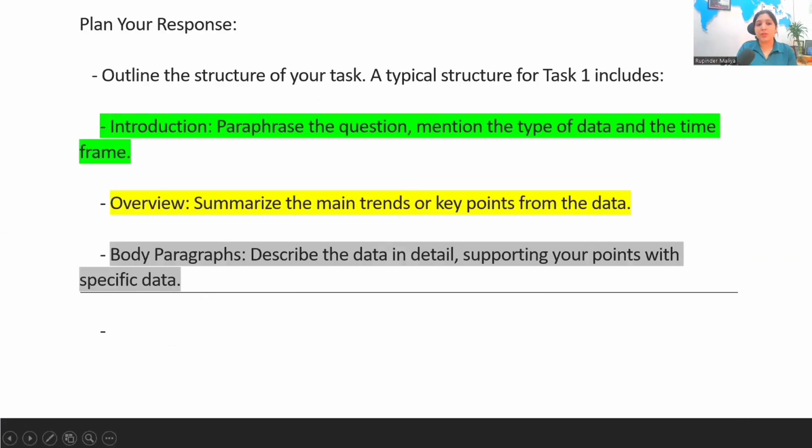Planning your response is very important. You need to come up with an introduction, like you have to paraphrase the question, mention the type of data and time frame given in that. Second step in Task 1 is to provide a good overview. Summarize the main trends or key points from the data. Then your 2 body paragraphs are going to describe the data in detail, supporting your point with specific data. Data here means the numbers, the percentages, whatever is mentioned. It's very important to mention the data in Task 1.